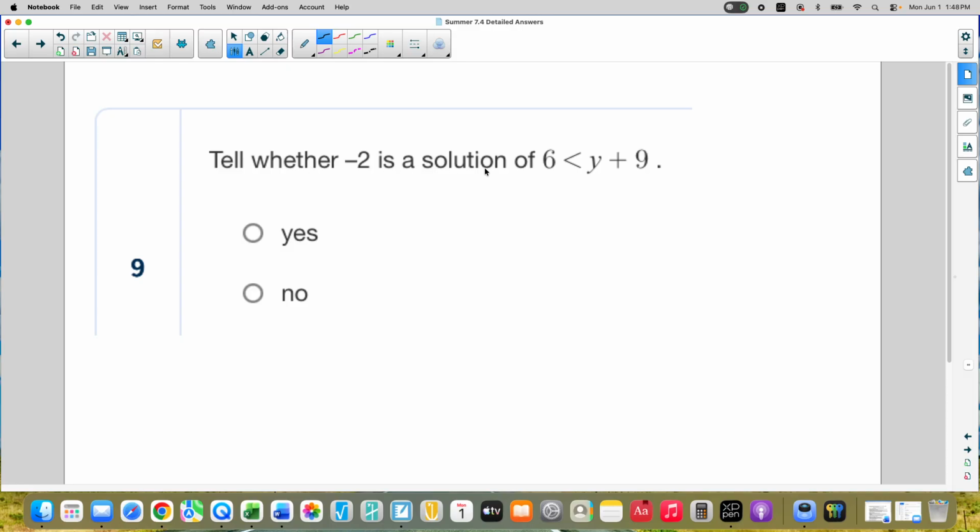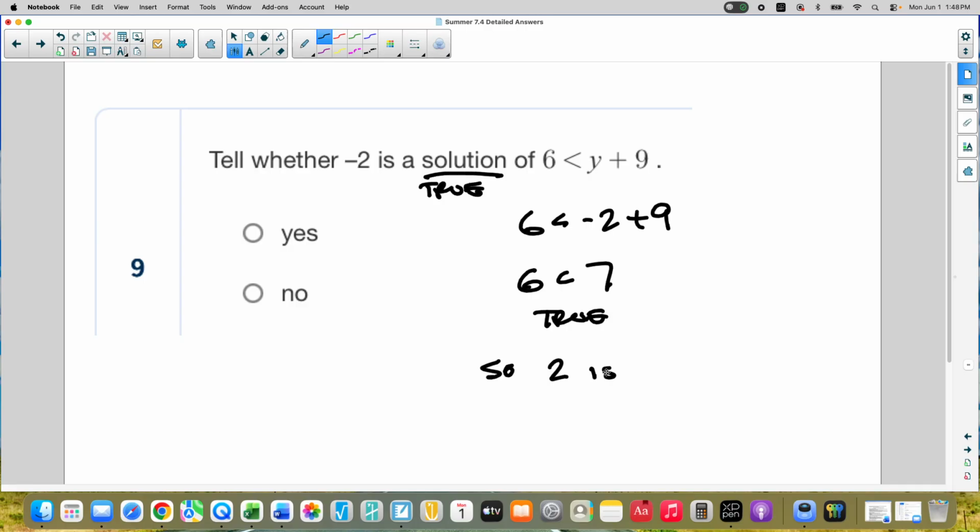Tell whether negative 2 is a solution. Well, if it's a solution, when we plug it in and simplify, it needs to be a true statement. Solutions are true. So is 6 less than 7? Yes, that's true. So that means negative 2 is a solution.